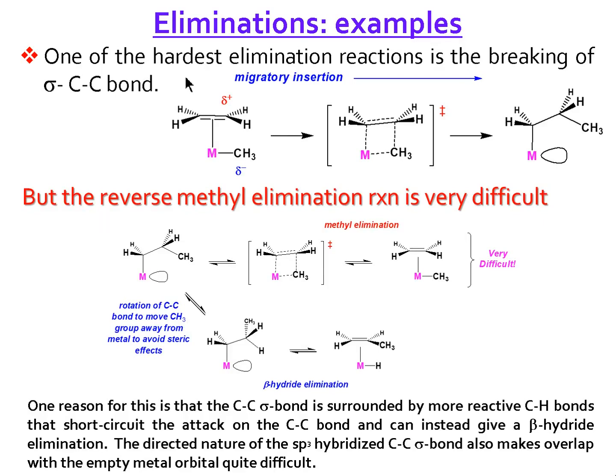Other elimination examples. One of the hardest elimination reactions is the breaking of a C sigma bond C. In this complex, we have a metal alkyl and a metal alkene bond. So the anionic CH3 will do migratory insertion to the alkene to form the metal alkyl. The CH3 group could not return to its initial place on M. So the reverse methyl elimination reaction is very difficult. Instead, we can have beta hydride elimination that can occupy this vacant site. But some organometallic experiments proved for some complexes that we have methyl elimination.